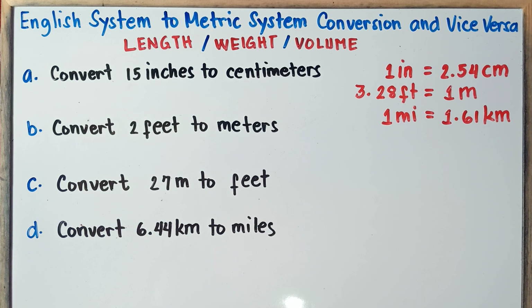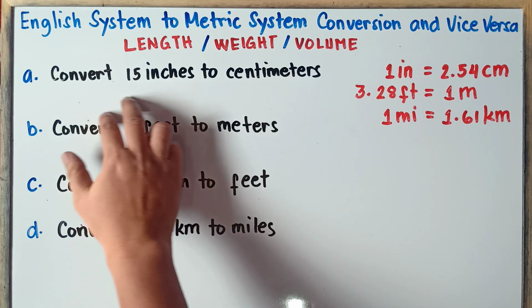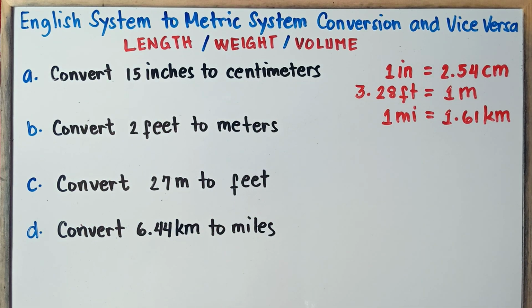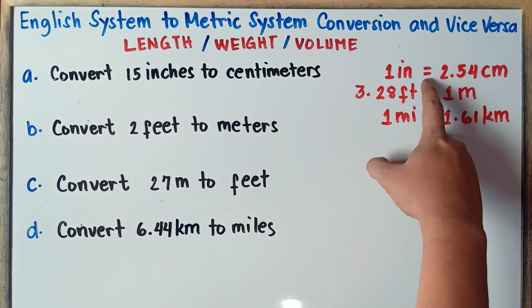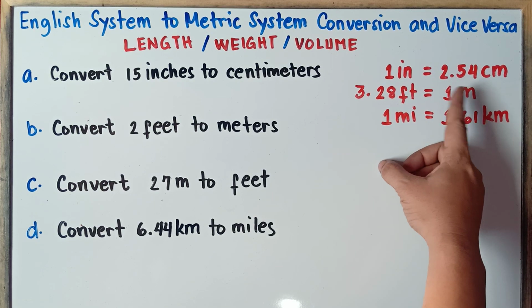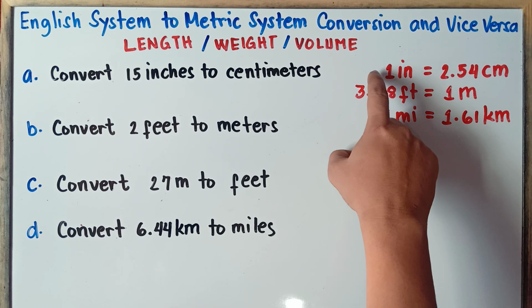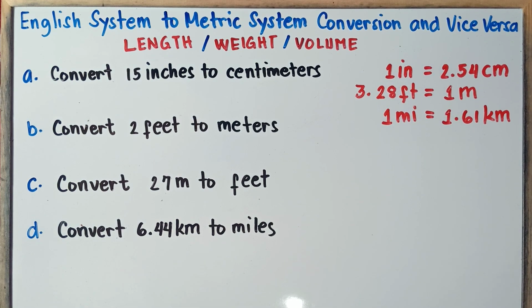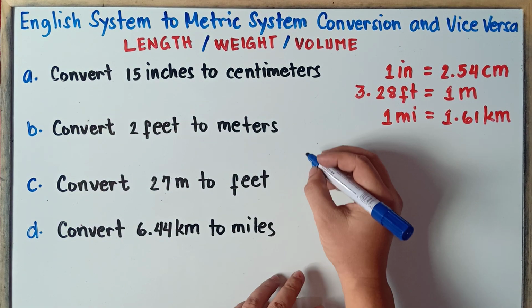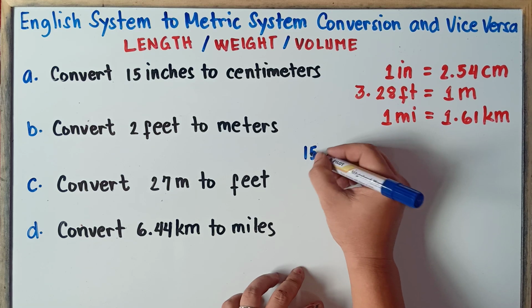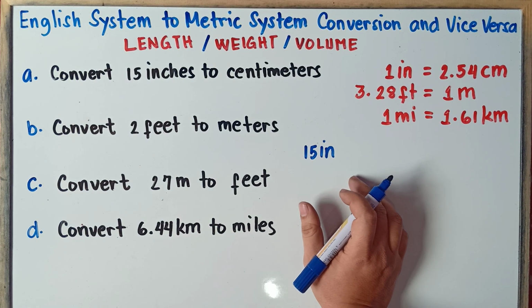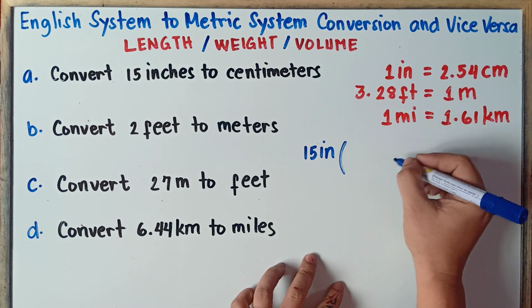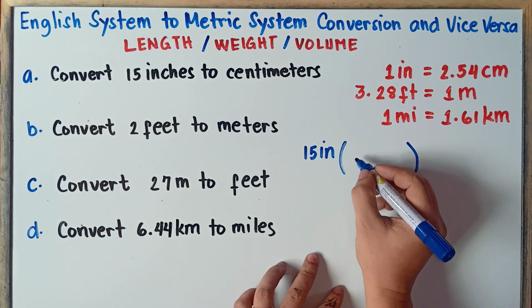So let's start with letter A. Convert 15 inches to centimeters. So do we have the conversion? Inches to centimeters? Yup. 1 inch is equivalent to 2.54 centimeters. Alright, so we will be using this conversion. So copy first our given. We have 15 inches. And then you put parentheses, class, because we will be using the unit fraction. So you put parentheses. You put fractional bar.